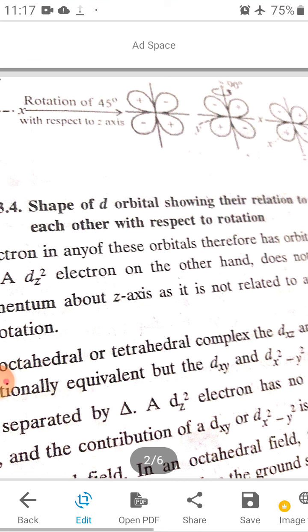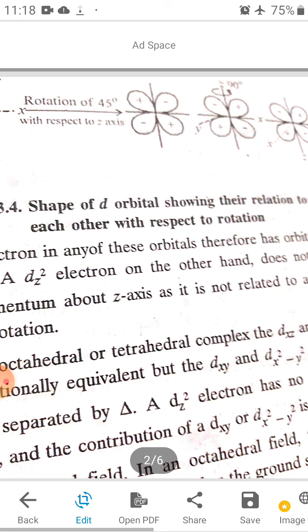We have the shape of d orbitals showing their orientation to each other. An electron of these orbitals has orbital angular momentum, that is dz square. An electron in the other orbital, on the other hand, does not have angular momentum about the z-axis.